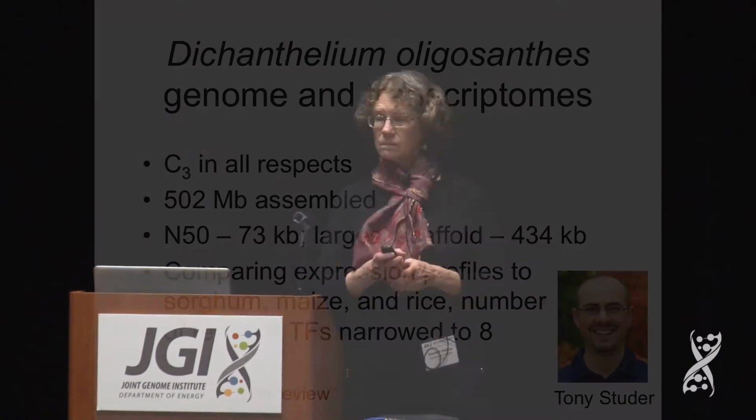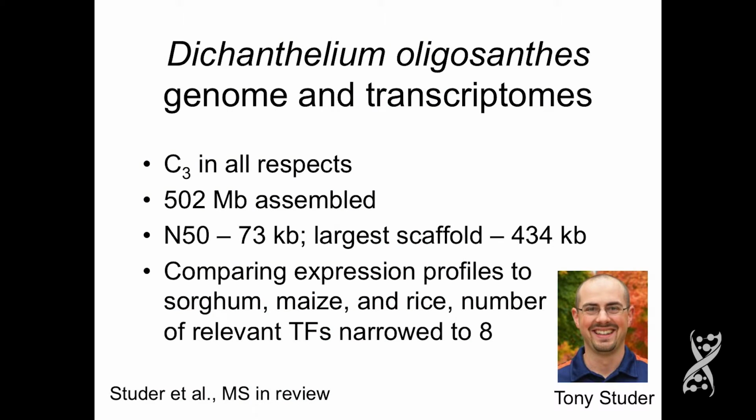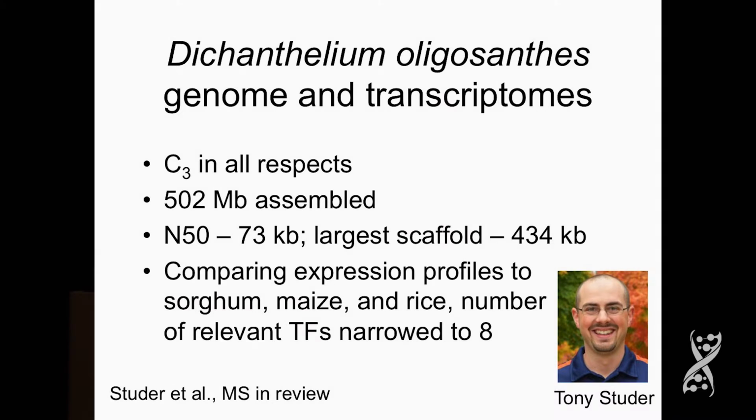We have a good chunk of the genome assembled, 502 megabases, giving us pretty much the gene space. And then he's compared the expression profiles to sorghum, maize, and rice. And by doing those comparisons, he's been able to reduce that number of relevant transcription factors to 8 from 118. So it's again narrowing down the universe of the comparisons substantially.